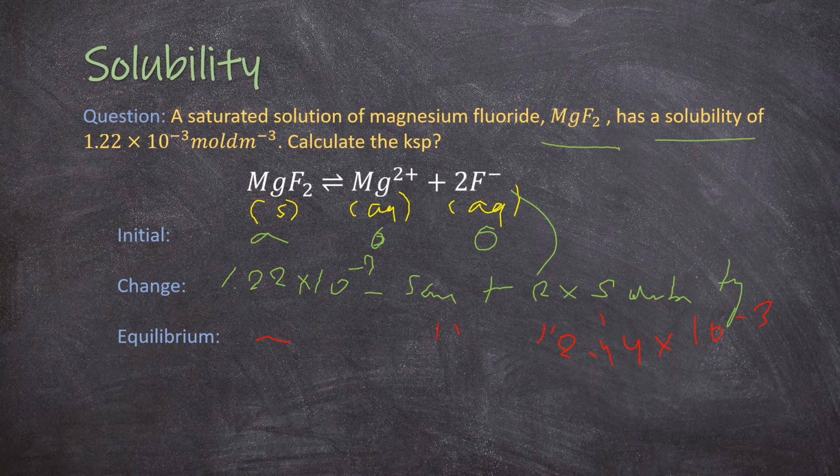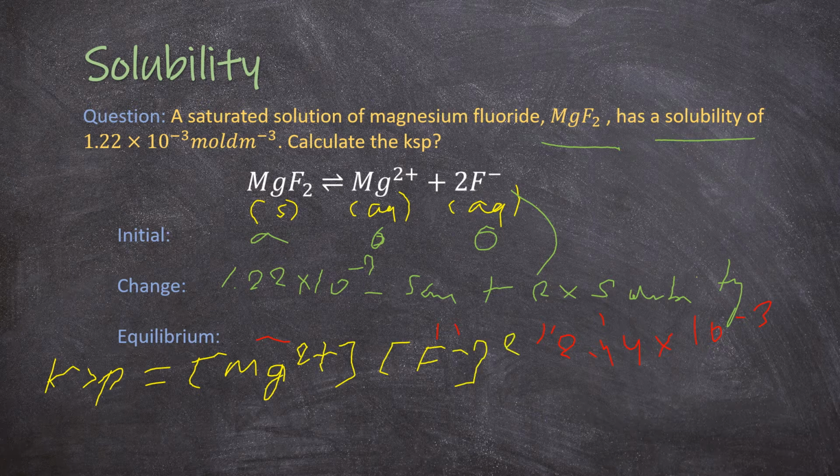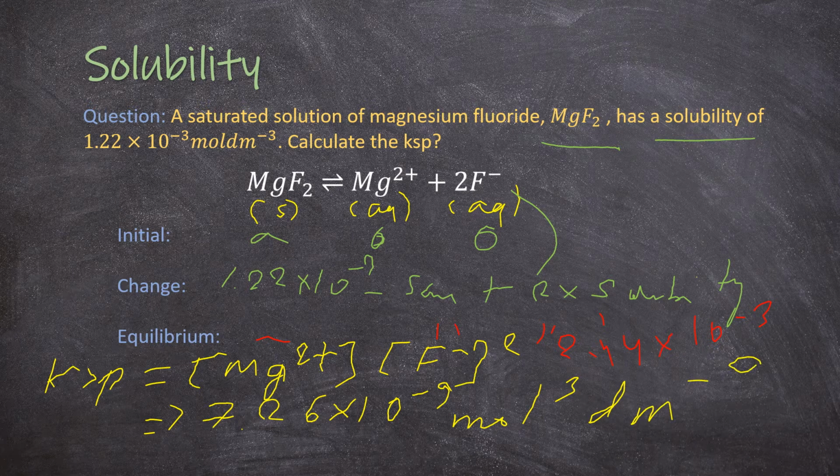And from this you can find Ksp. So Ksp, you know the formula, [Mg2+] times [F-] squared. So from this you will get 7.26 times 10 to the power minus 9 mole cubed per dm to the power minus 9. I wrote it like this because there is some little space here.